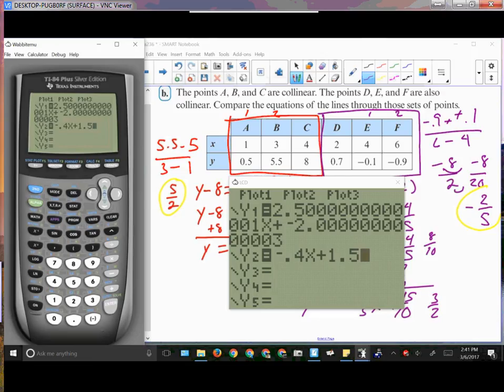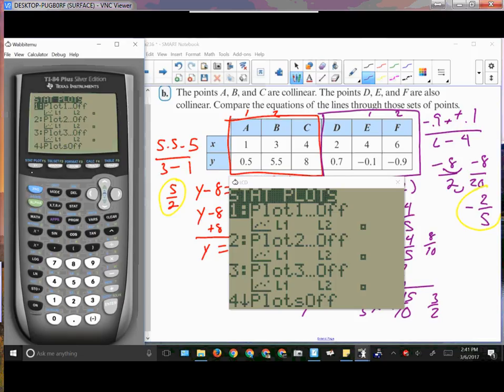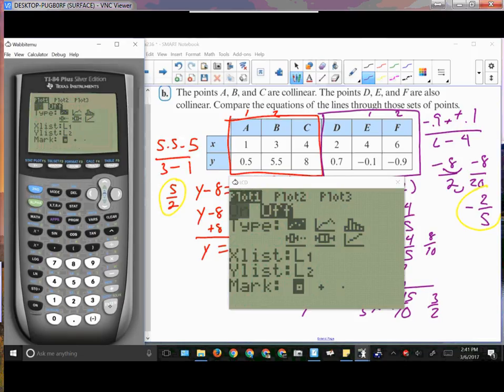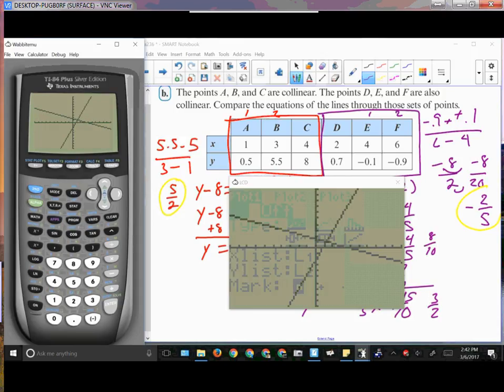Now, if I go through and graph, there's our equations, and there they go. So I can see them. And then even if you want, you could do second Y equals, turn your plots on, but you'd only get some of the ones that are there. You wouldn't get both sets. You'd have to do a little bit more work there, so I'm not going to go through that. So there we go.